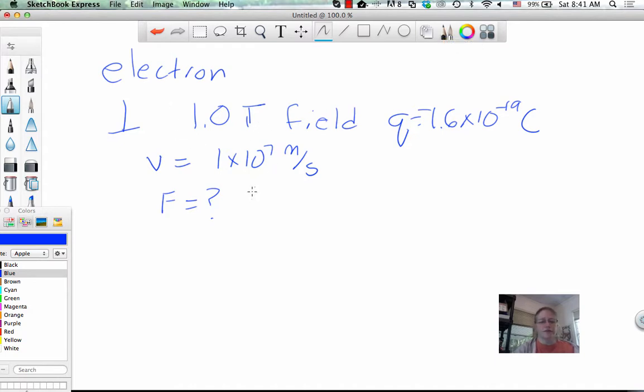Okay, so what did we get? 1.6 times 10 to the negative 12. And what are the units? It's force, so it's in newtons.